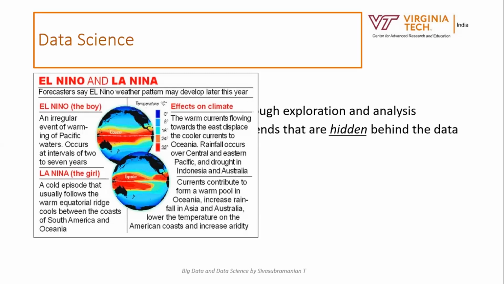Okay, and what about La Nina? It's again a similar weather phenomenon, a cold episode that usually follows, where the warm equatorial ridge cools between the coasts of South America and Oceania. What is the impact? You have currents contributing to form a warm pool of Oceania, increased rainfall in Asia and Australia, and lower temperature on the American coast and increased aridity. So this is how we have been using data, even though we have not been calling it data science or big data. But yes, we have been using this kind of data in weather prediction and forecasting using supercomputers in the erstwhile days.